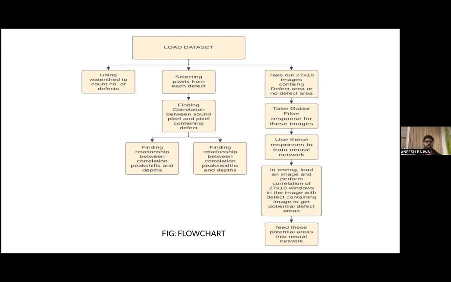For our project, we are using a dataset of COMSOL simulation consisting of 2500 frames. The first step was to find the suitable frame for applying the watershed algorithm, by which we can count the number of defects present in the image. In the next step, we try to find a relationship between widths and depths, and another relationship between peak shifts and depths of these defects. And the next part was to detect the defects in the image using a neural network based model.